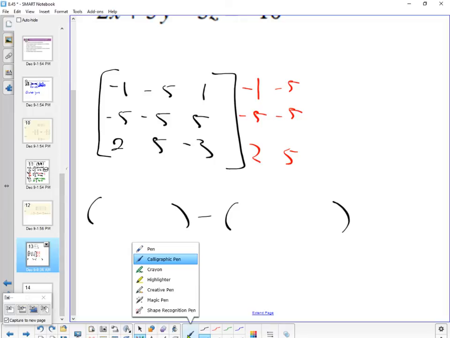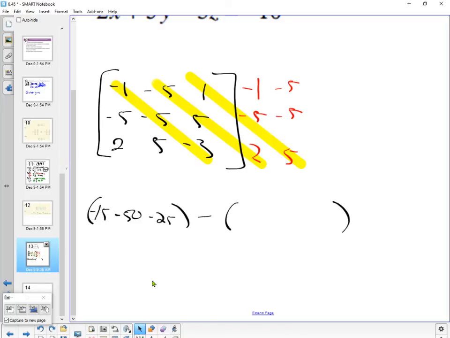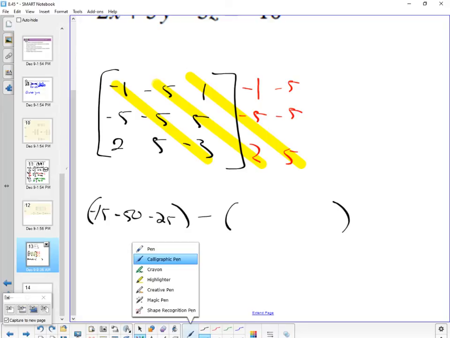Because here's what I'm going to do. 1, 2, 3. 1, 2, 3. 1, 2, 3. So negative, negative, negative is a negative. That's 15, right? And then I've got 5, 5, 5. 5 times 5 is 25. 25 times 2 is, so this is a negative 50. And then I've got negative 25 again? Okay.